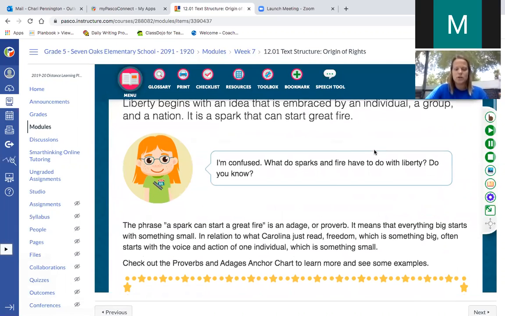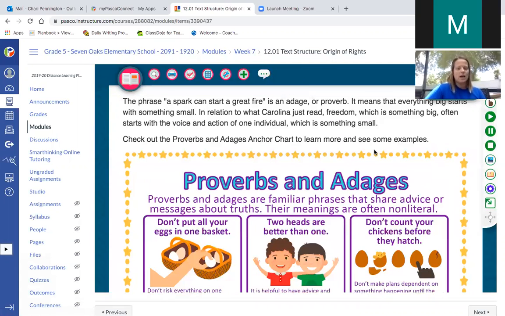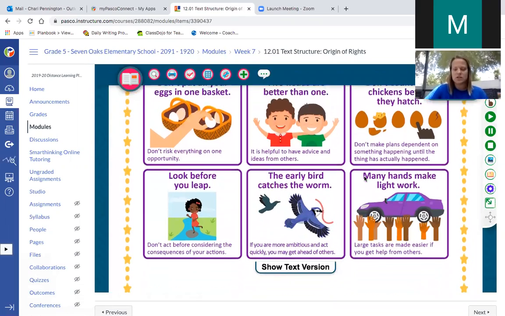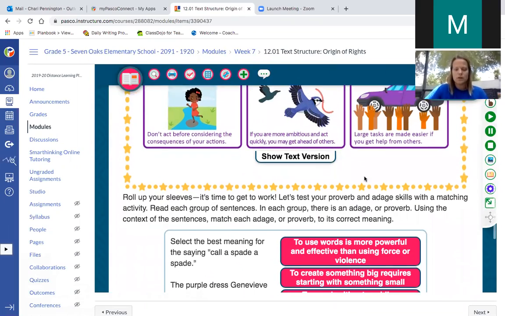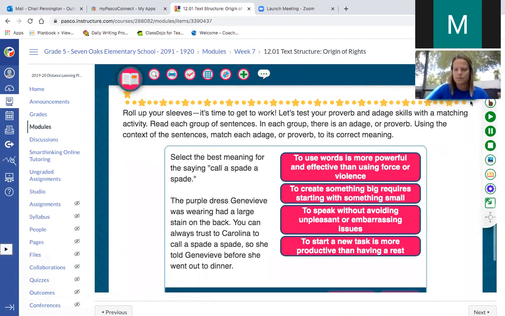Okay, so make sure that you are reading every slide. This one's going to go over those proverbs and adages. Anchor chart again, I believe this was in a previous lesson, so it's just a review for you. Remember down here, you are just simply practicing it as well. Make sure that you're doing those.